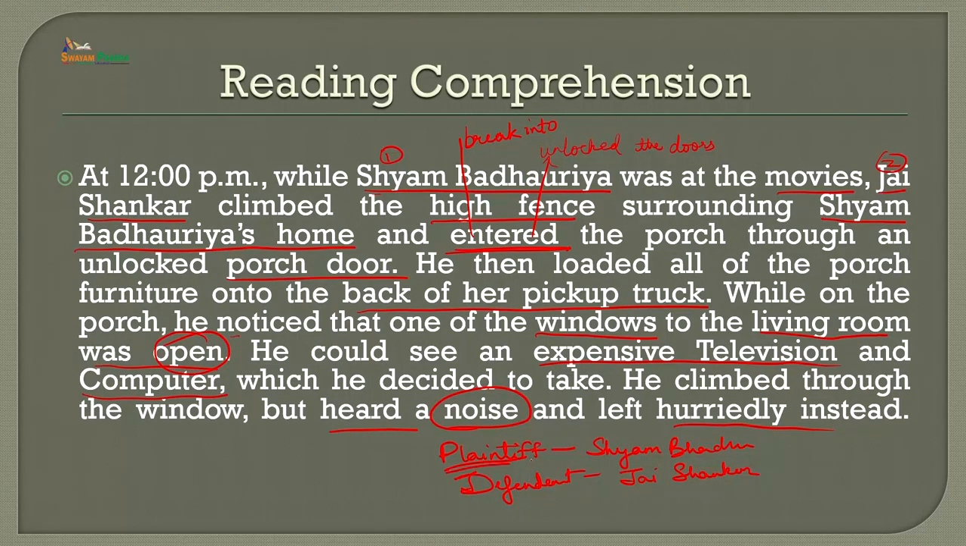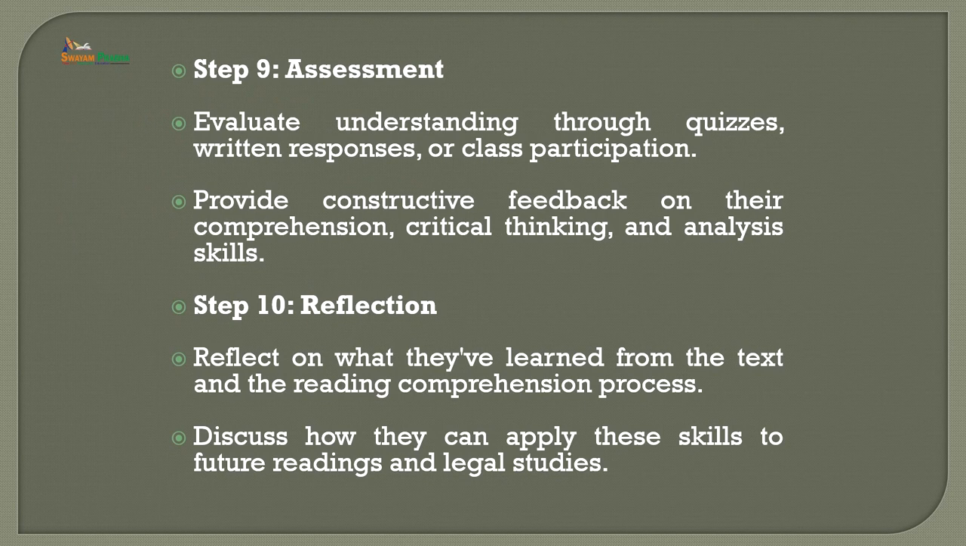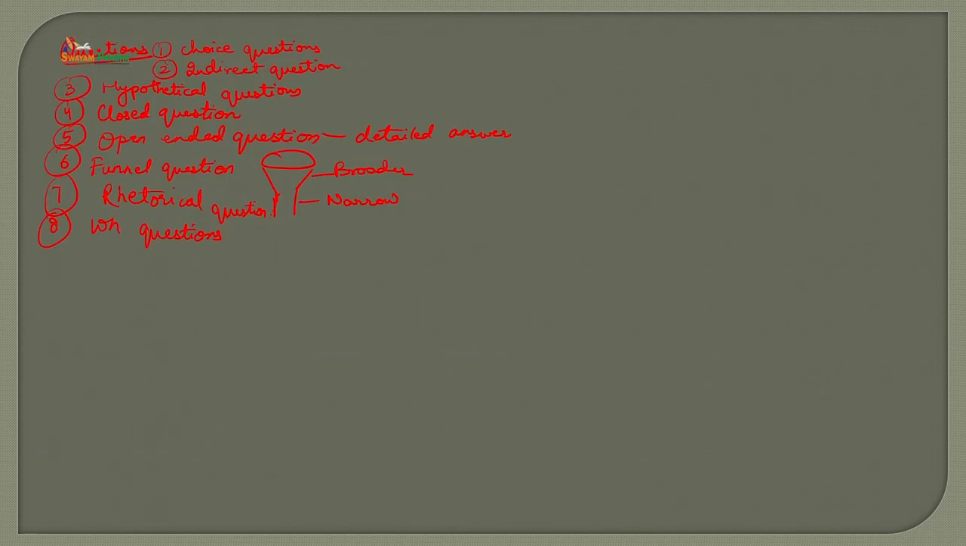So, who is going to file a complaint? Plaintiff Shyam Bhadauria, defendant Jai Shankar. Now, let's move up towards the part where you have to understand this thing. Now, this whole scenario clearly indicates that this reading comprehension was all about larceny. Now, this is what theft, okay.